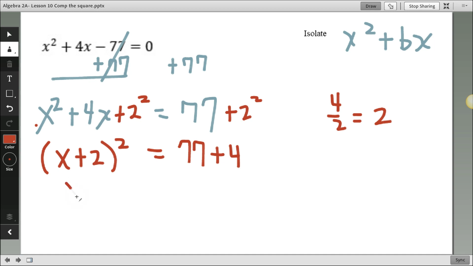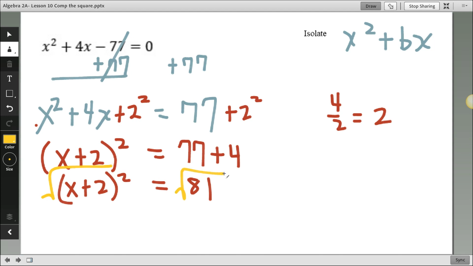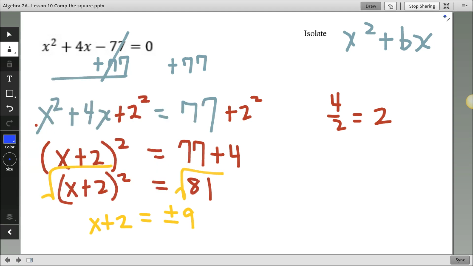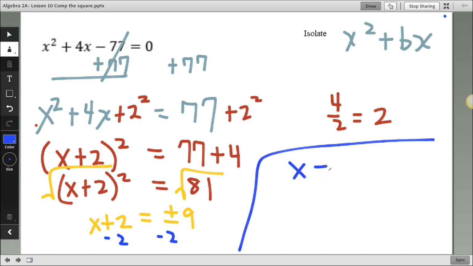So we end up with x plus 2 squared equals 81. And remember, it's take a square root at this point. So we're going to take a square root. So we got x plus 2 equals positive or negative 9. Then we're going to subtract 2 from each side. And that's going to give me x equals negative 2 plus or minus 9.